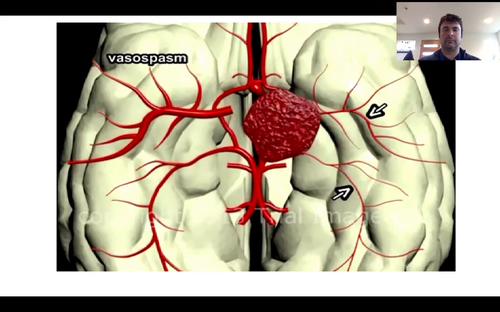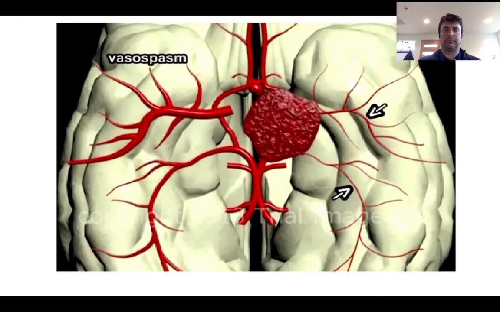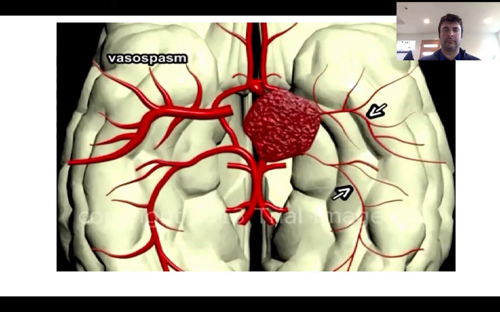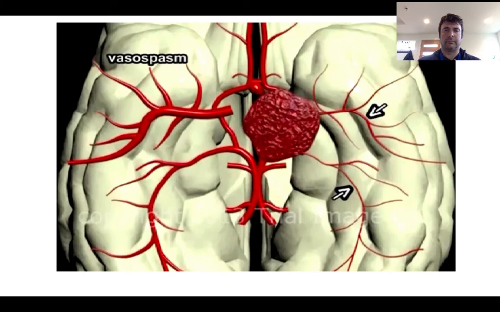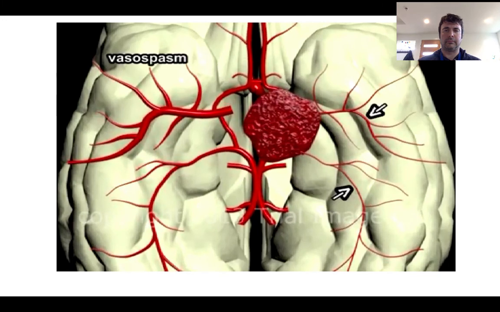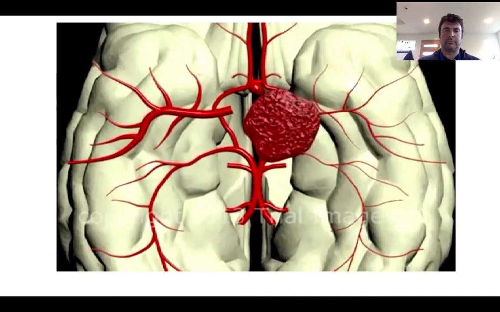Vasospasm occurs as a result of chemical irritation of blood vessel walls by breakdown products of hemorrhaged blood. The duration of vasospasm and the location of the vessels affected determines the size and depth of subsequent strokes.